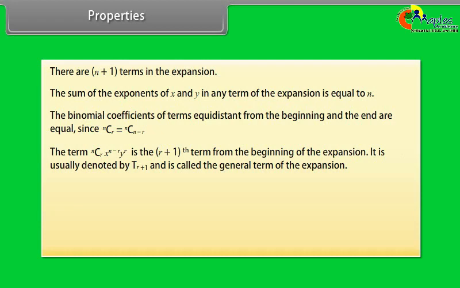The term nCr x^(n - r) y^r is the (r + 1)th term from the beginning of the expansion. It is usually denoted by t(r+1) and is called the general term of the expansion.